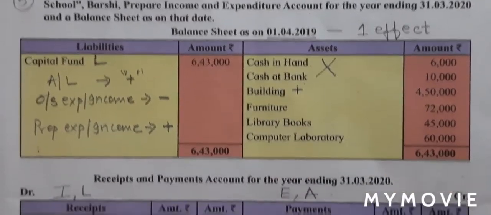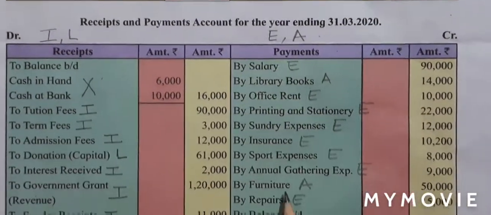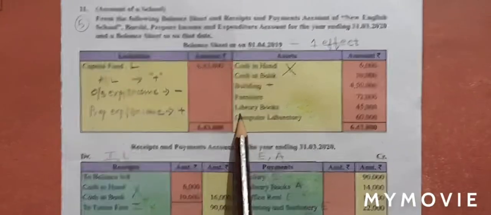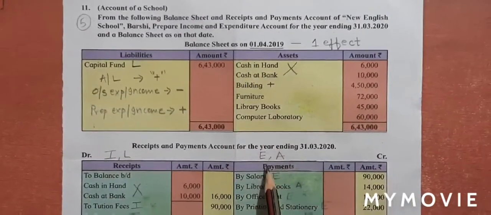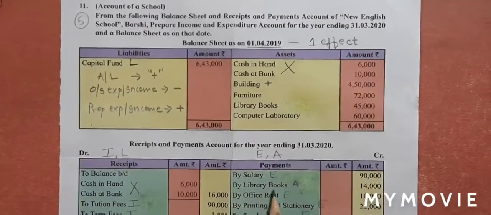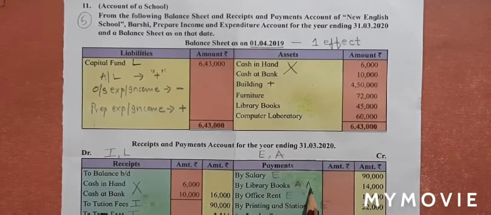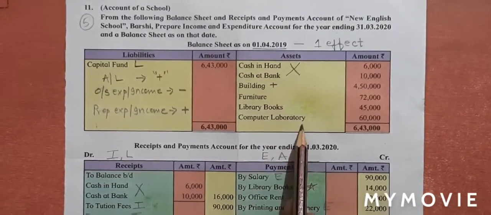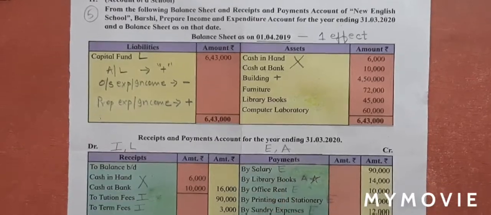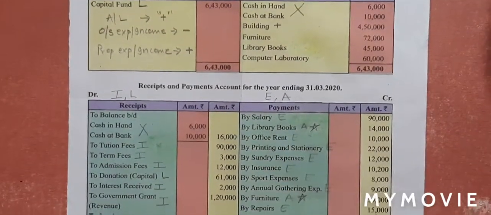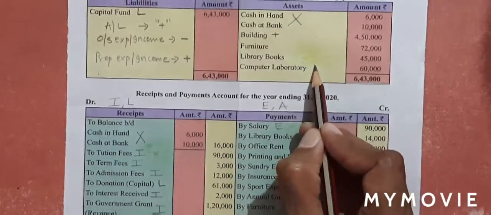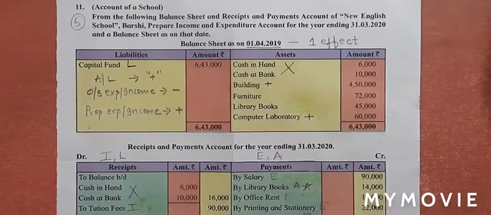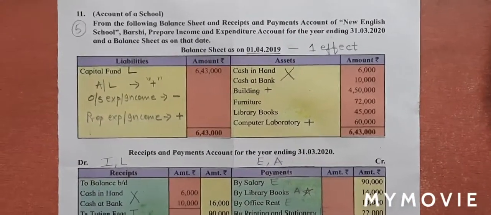Furniture. Let's come on to the payment side. Yes, I have furniture, so I'll mark a star. Next is library books. So we will have a look at the payment side. On the payment side, I have library books, so I will mark a star. Next is computer laboratory. Again, I'll have a look at the payment side. I don't have computer laboratory, which means I'll put a plus sign. With this, students, we have completed reading our balance sheet and marking star in our receipts and payment.